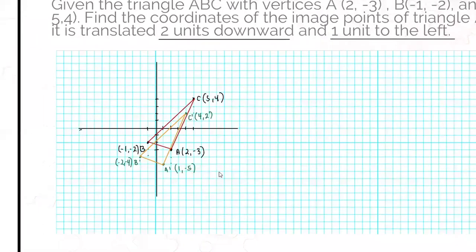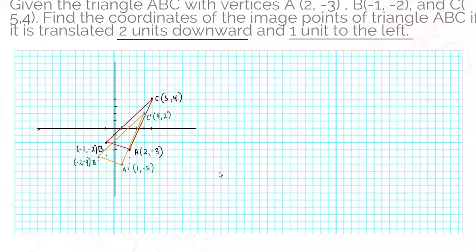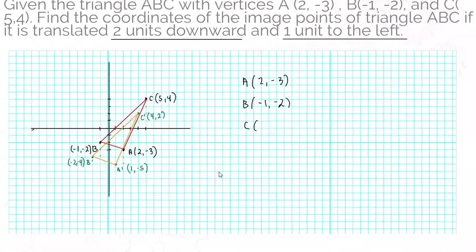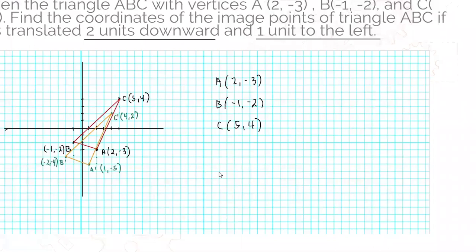Pero paano kung halimbawa hindi graphical yung solution natin, hindi nire-require na i-graph? We can use yung provided natin kanina na solution. So, what we do is we list down yung lahat ng points natin. We have A na 2, negative 3. Then B as negative 1, negative 2. Then C as 5, 4. Okay. Then, ang mangyayari na sa atin, 2 units downward and 1 unit to the left. So, mag-plus tayo ng coordinate na negative 2, negative 1 kasi yung to the left, then downward is negative 2. Okay? Para makuha natin yung bagong coordinate natin.